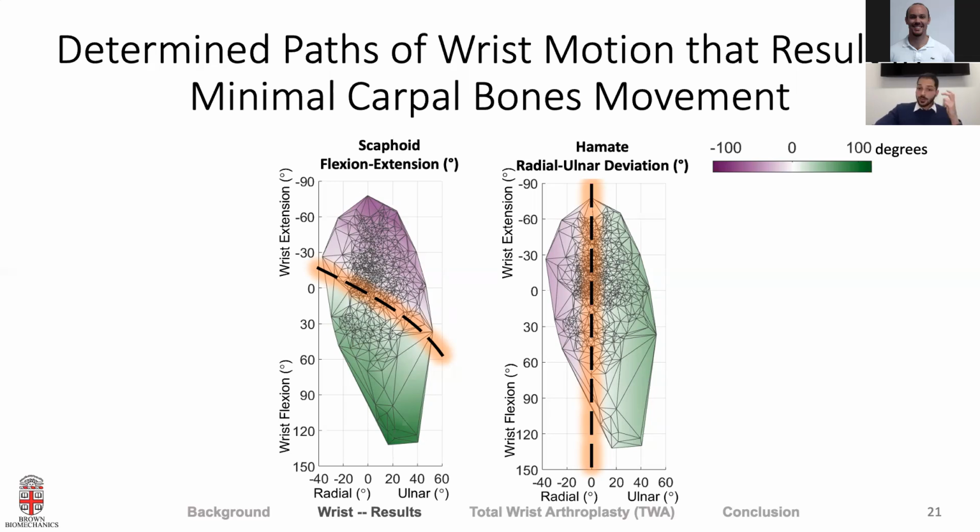So here you see 2 of the models. Prediction for a scaphoid bone is shown on the left, and for hamate on the right. The white color shows the path where the bone is not moving. The left figure means when the wrist moves in a path oblique to the main wrist axis, the scaphoid does not move in flexion extension. And the right figure means that when the wrist is in flexion extension, the hamate does not move in radial ulnar deviation.